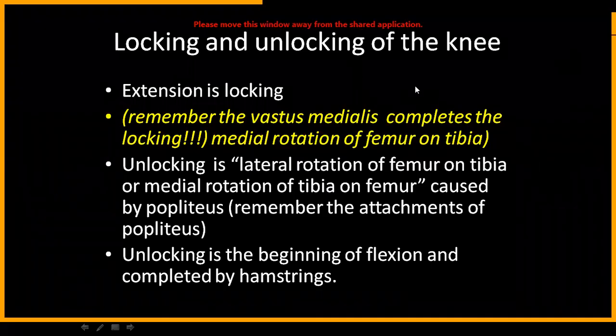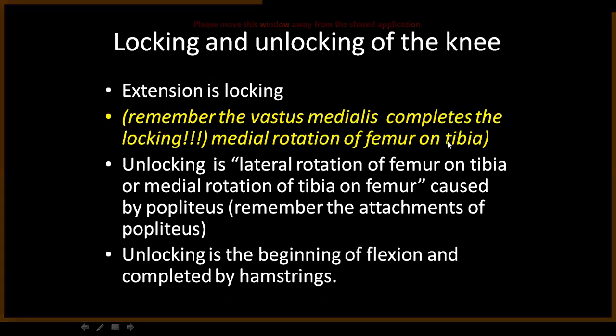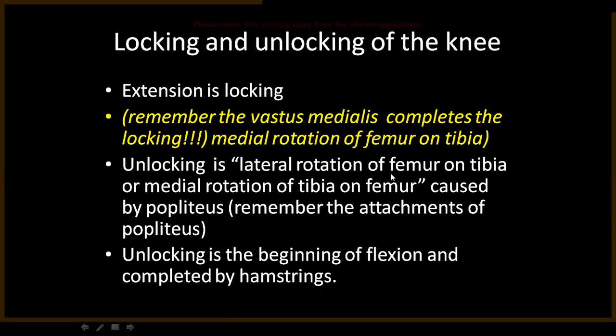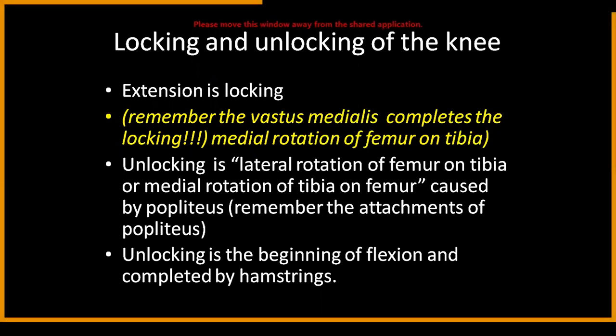Locking and unlocking of the knee. See, extension of the knee joint is locking. Remember, the vastus medialis completes the locking. Medial rotation of femur on tibia. Unlocking is lateral rotation of femur on tibia or medial rotation of tibia on femur. It is caused by popliteus. Remember the attachment of popliteus also. Then unlocking is the beginning of flexion and is completed by hamstrings. So locking and unlocking of the knee joint is actually important.